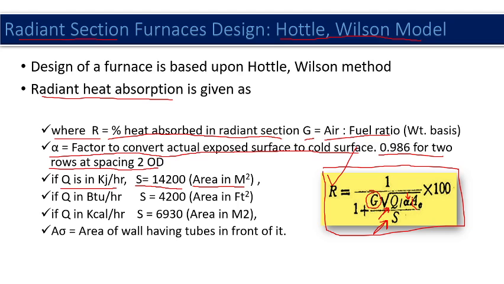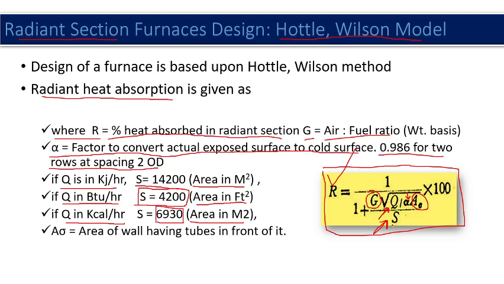Area, this A nu is the area, so you have to calculate the area also, and that area should be given in square meters. The second possible configuration for the value of S is if Q is given in BTU per hour and the area is given in square feet. Then the S value is taken as 4,200. Third possibility, if Q is given in kilocalories per hour and the area is given in square meters, then the S value will be 6930. So it depends on the units of Q.